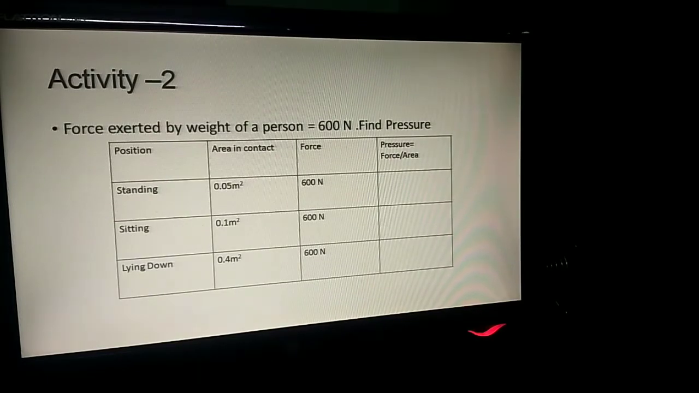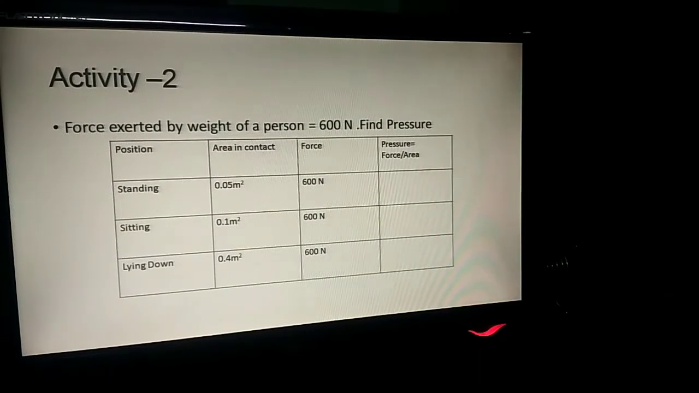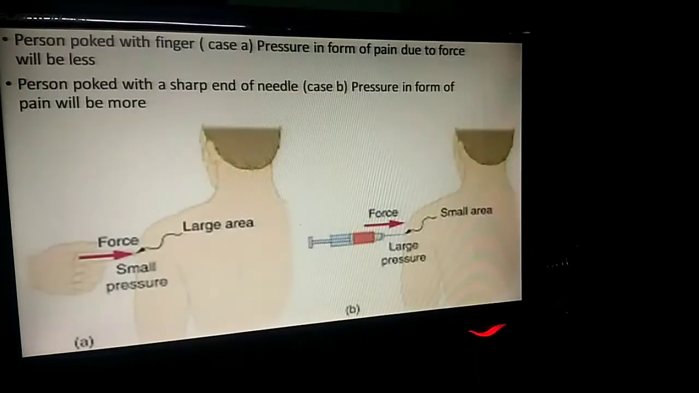Now, here is an activity. Force exerted by the weight of a person is 600 Newton. Find pressure. Position A, area of contact. Pressure is equal to force by area or thrust by area. The positions are standing, sitting, lying down. Area of contact is given, force is given. So calculate the pressure.